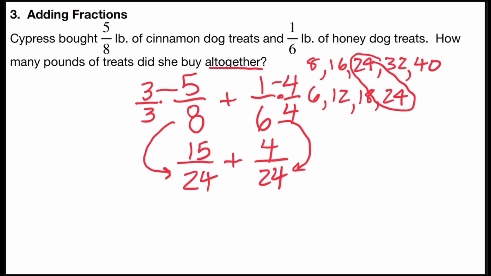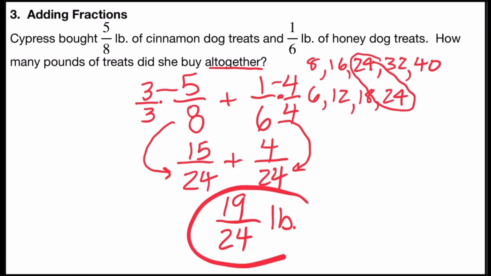Now that I have the same denominator, or same name, I can add 15/24 plus 4/24 by adding the numerators. 15 plus 4 is 19, and keeping the same name or same denominator of 24. And now I need to see if I can reduce that. 19 and 24 do not have any factors in common, and so I know Cypress bought 19/24 pounds of dog treats altogether.